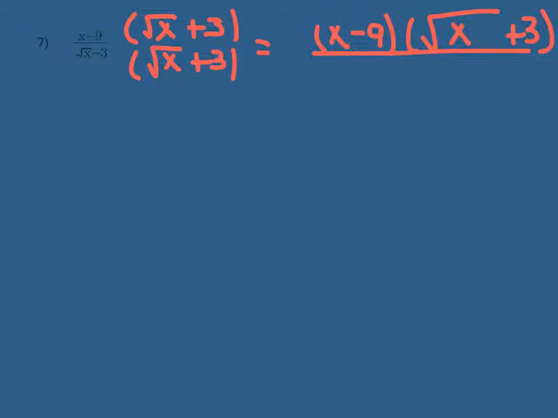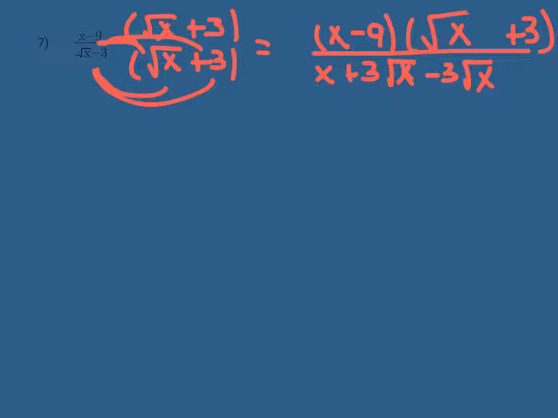I made that radical kind of big. I probably shouldn't have done that. Let's erase that. Okay, and then in the denominator, let's double distribute. So radical x times radical x is just x. Radical x times 3 is positive 3 radical x. Negative 3 times radical x is negative 3 radical x. Make that x a little better over here. And negative 3 times positive 3 is negative 9.